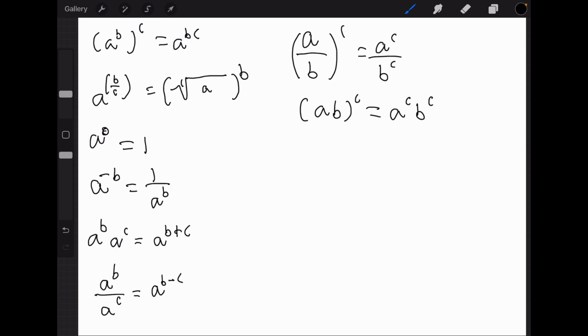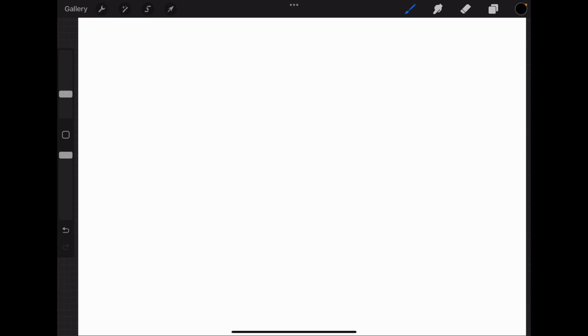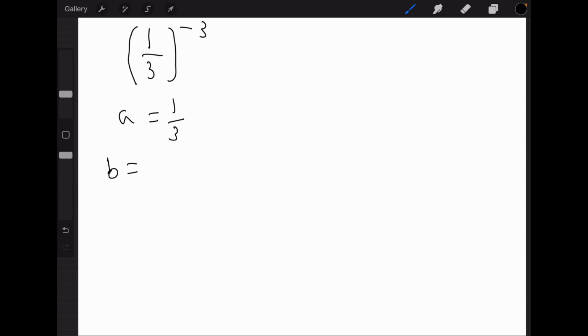I will now show you a couple example questions. Let's say we had to solve 1 over 3 to the power of negative 3. Now we can say that a equals 1 over 3 and b equals 3. And now we can use the rule that a to the power of negative b equals 1 over a to the b. So now we can see that this equals 1 over 3 to the power of 3.